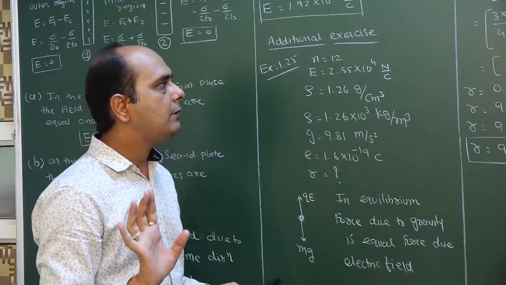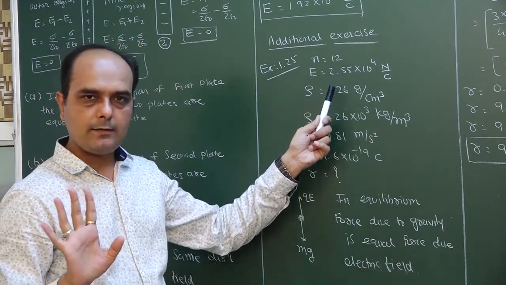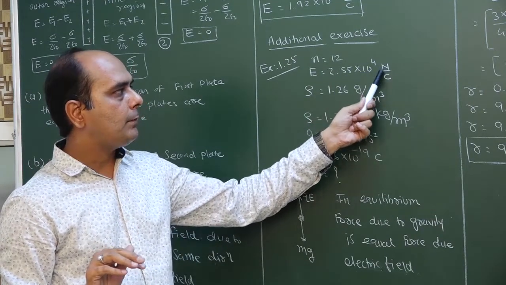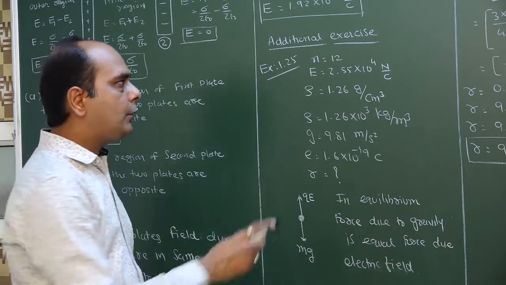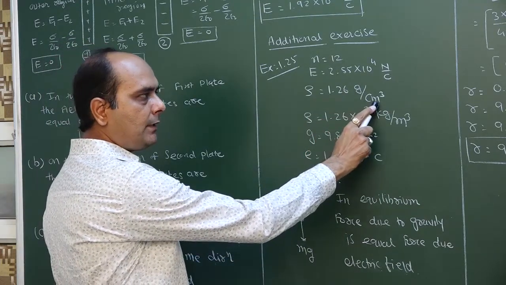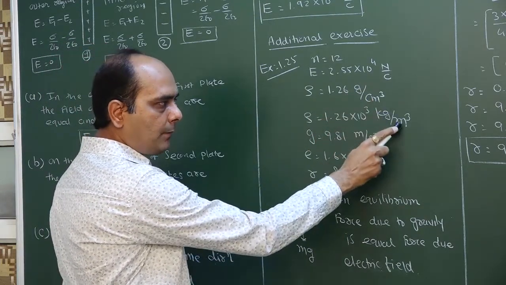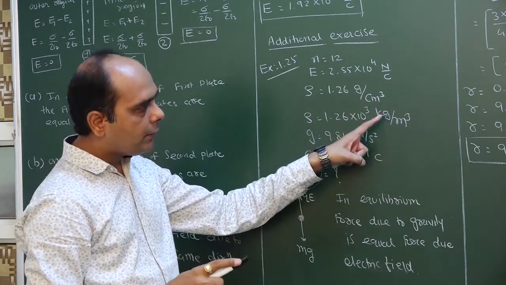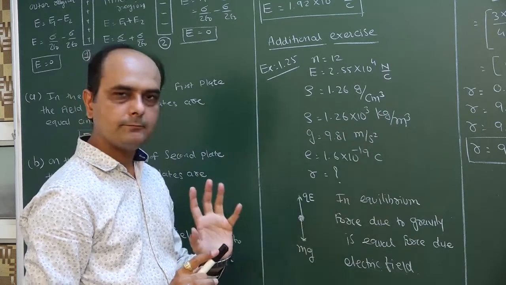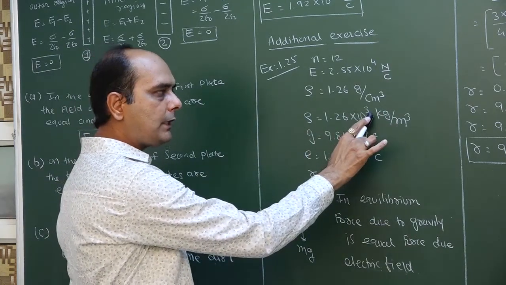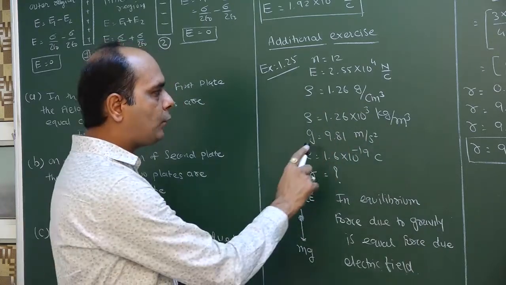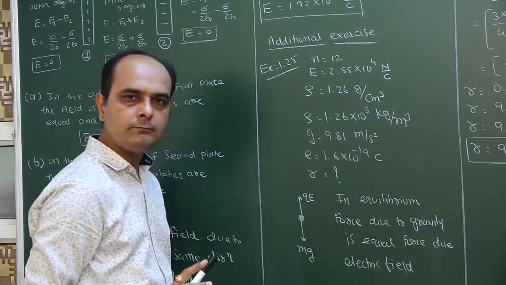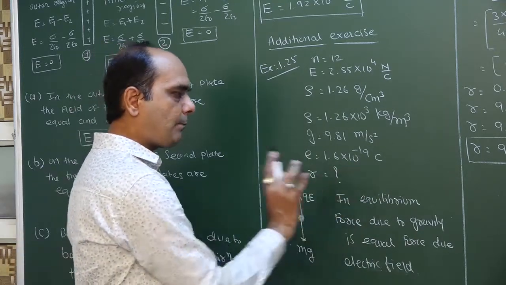When the number of electrons is 12, the electric field is 2.55 × 10^4 newton per coulomb. The density of the oil is given as 1.26 gram per centimeter cube. To convert gram per centimeter cube to kilogram per meter cube, multiply by 10^3. So it is 1.26 × 10^3 kilogram per meter cube. The value of small g is 9.81, and the value of e we know very well, 1.6 × 10^-19 coulomb. Estimate the radius of the drop.